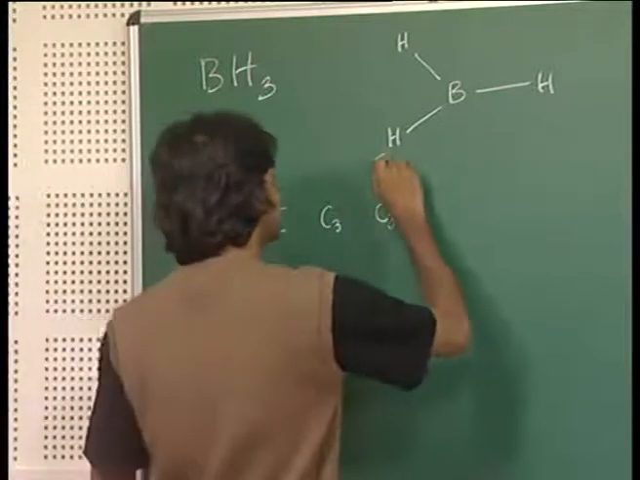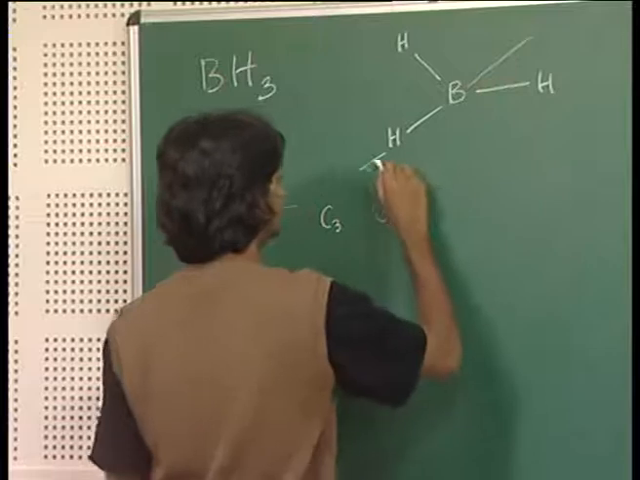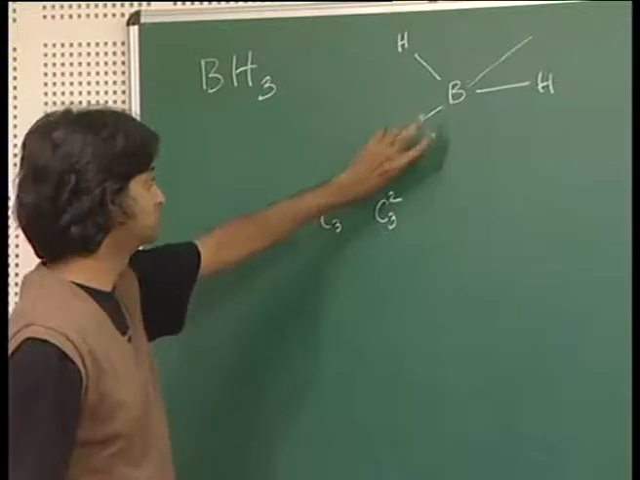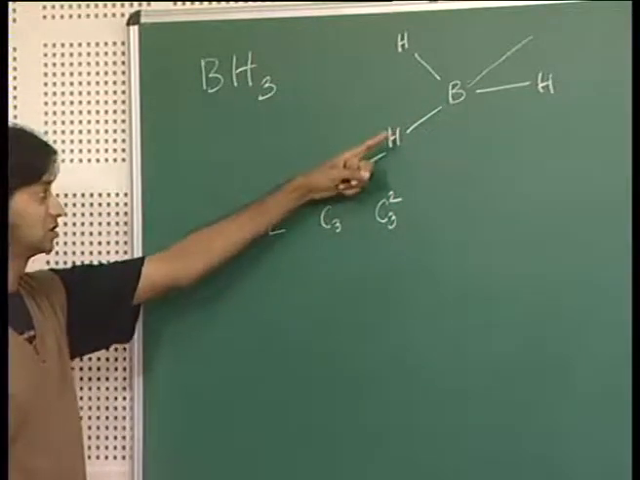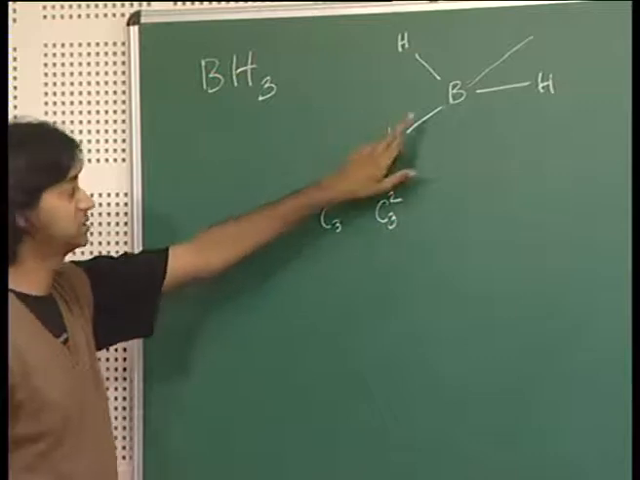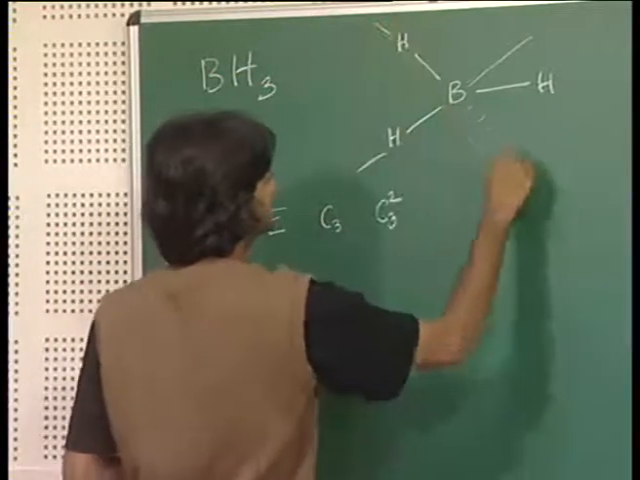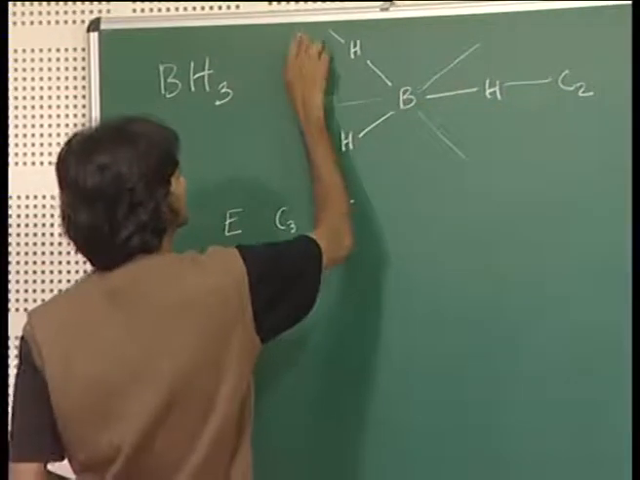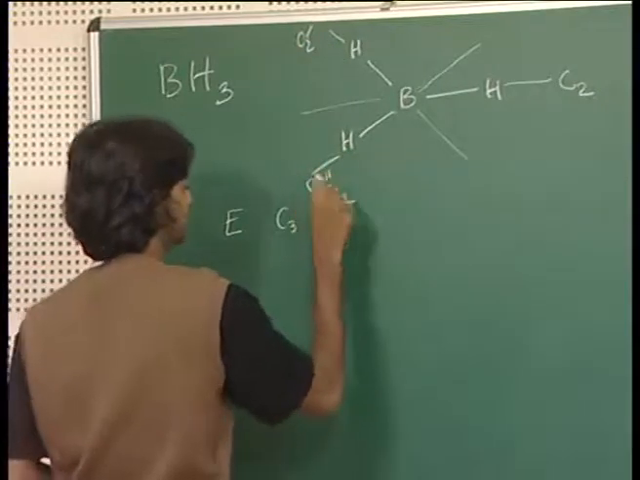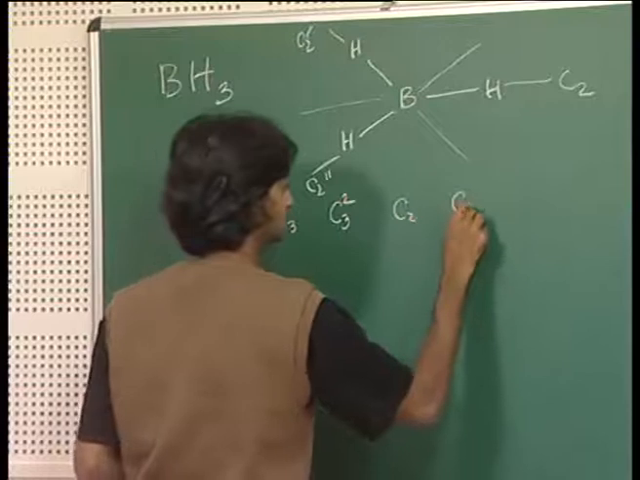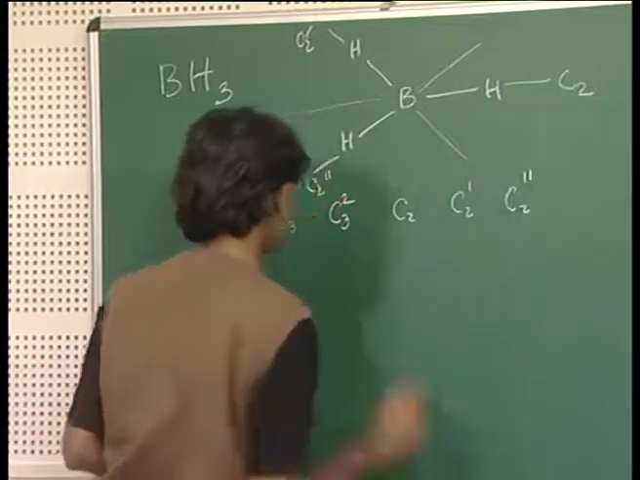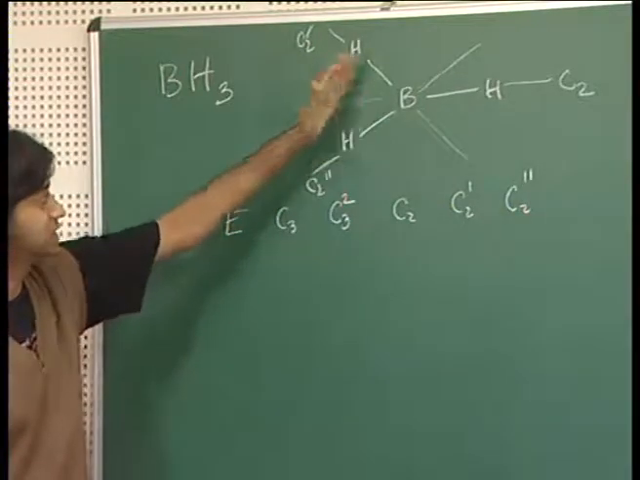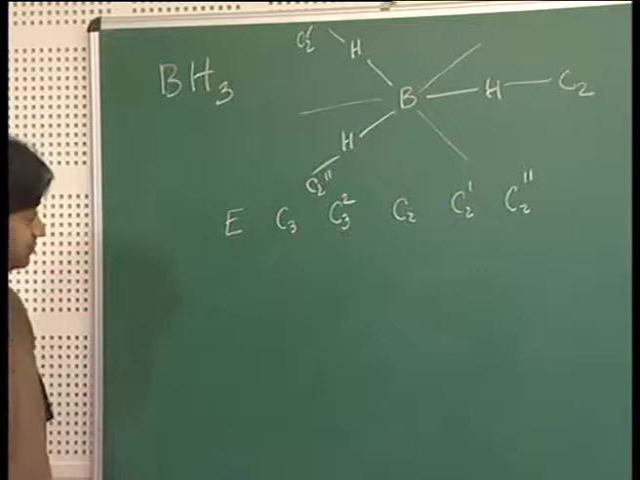Then you'll say that there should be these axes. So each of these corresponds to a C2 axis, because you go along this axis, along the BH bond, you take that axis, that's a C2 axis, and we'll call this C2, we'll call this C2 prime, and we'll call this C2 double prime. So it's C2 because you rotate by 180 degrees and you get back an equivalent configuration.